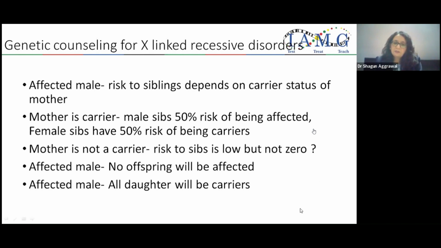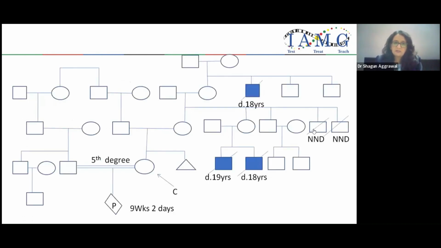And then, for an affected male, none of his offspring would be affected, because his male children will anyway not be affected, and female children would be asymptomatic carriers. And this is how you would be counseling a family.